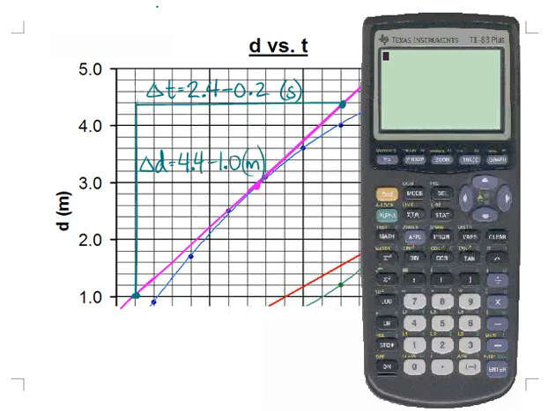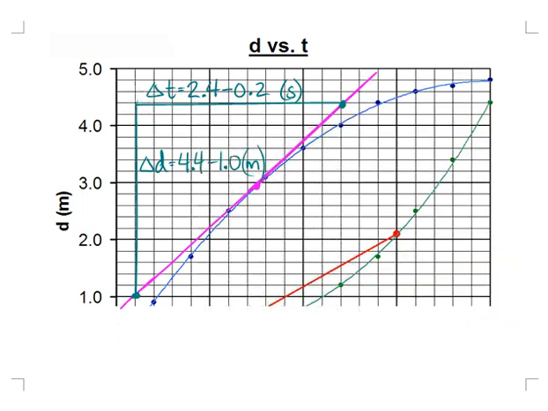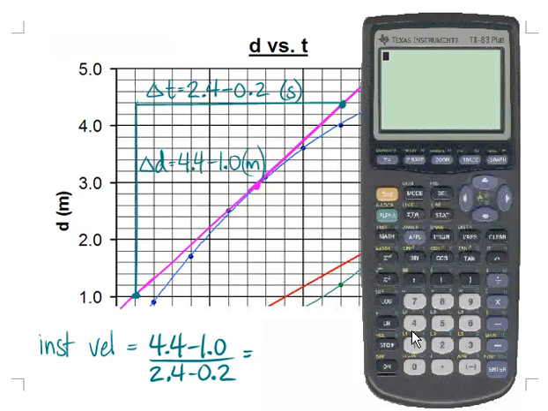I figured out my big minus small for the time axis and for the displacement axis. And now you can go and show this on your page. The instantaneous velocity then is going to be equal to rise, which is 4.4 minus 1 meter, divided by the run, which for me was 2.4 minus 0.2. Go with your own values though, right? Don't worry about mine. As long as we're close-ish.